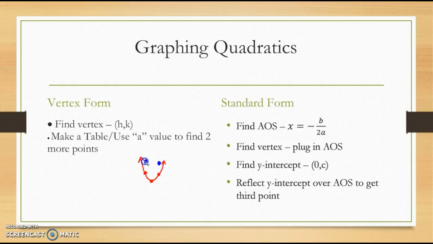So it's going to be a skinnier graph. Okay, or you can make a table of values, but you have to have 3 points. Standard form, we find the AOS first, which is x equals negative b over 2a. That's our formula. It's not a negative x, it's just a dash. Then you find your vertex by plugging in whatever you got for x. Then you find your y-intercept, 0, c, and then you reflect it over your axis of symmetry to get your third point.